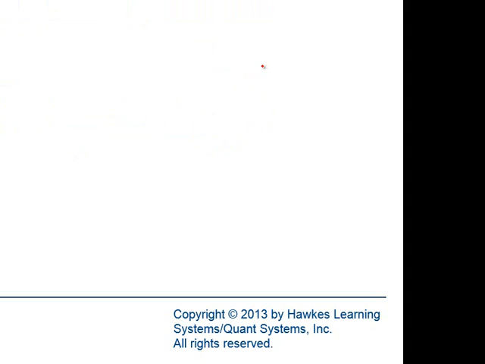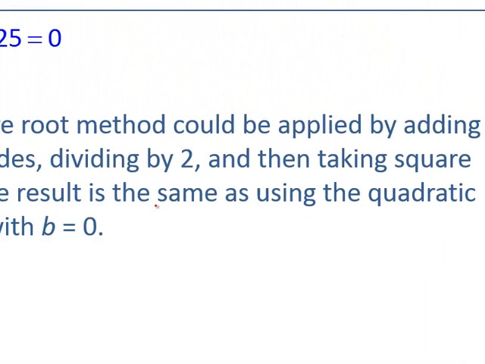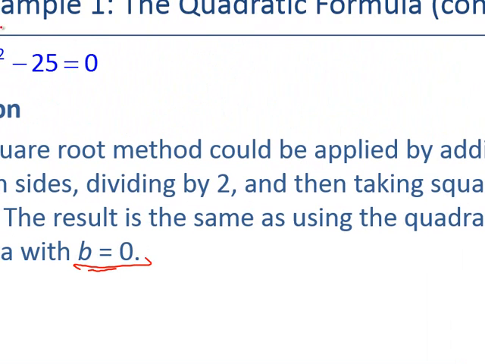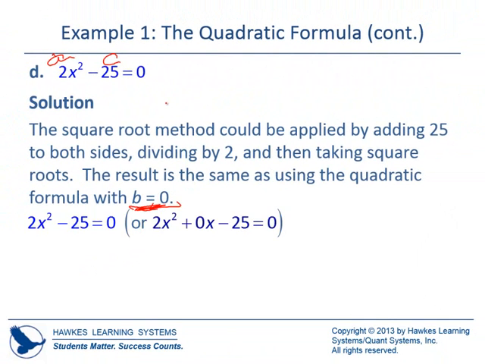Now, look at this one right here. We've got 2x squared minus 25 equals 0. Now, your square root method can be applied by adding 25 to both sides. Of course, then dividing by 2 and then taking the square roots. But that's going to be the same as just using the quadratic formula with b equals 0. We've got a, we've got c. And so all we do is plug in 0 for b. That's the simplest thing to do.